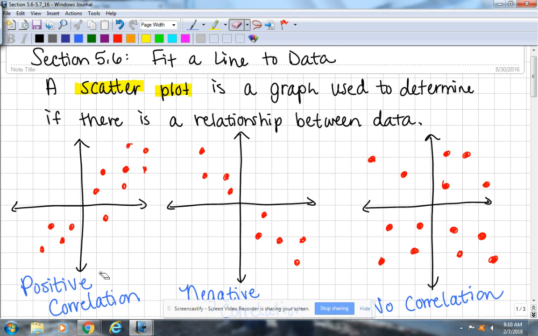Okay, so in section 5.6 and 5.7, they're pretty much the same thing. They're talking about scatter plots. And a scatter plot is when we want to go and collect some data. Not every situation fits a nice straight line or a nice curved line. That's why it's called a scatter plot.